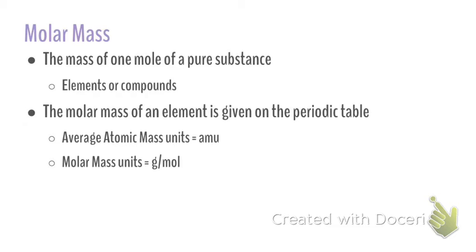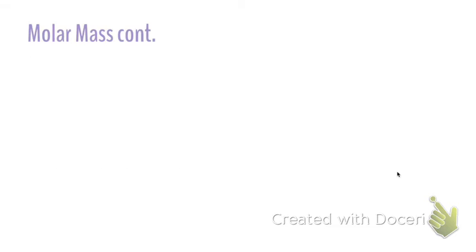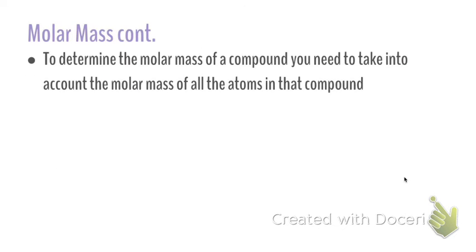So the number it represents is the same, right? For carbon, its molar mass and its atomic mass is 12, but the units mean different things. Which one do we use more often? Molar mass, for sure. If we want to find molar mass, we have to take into account the molar mass of all the individual atoms in the compound.